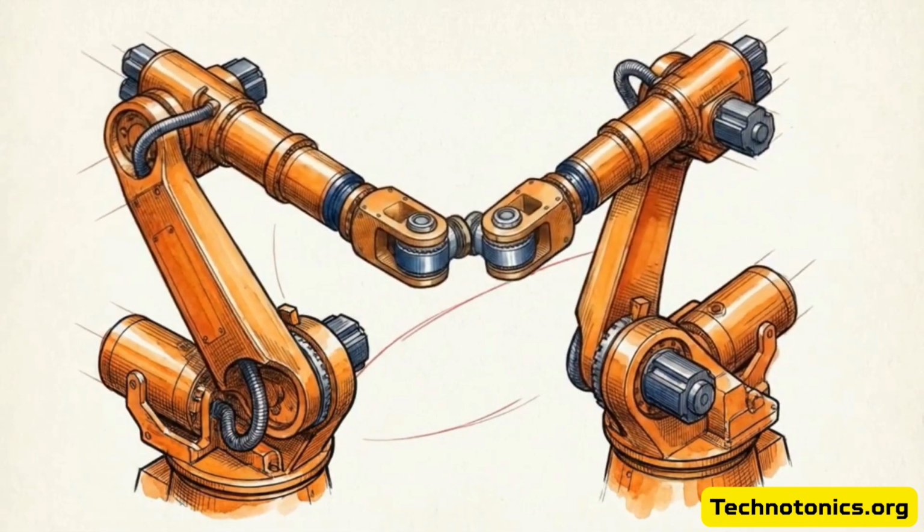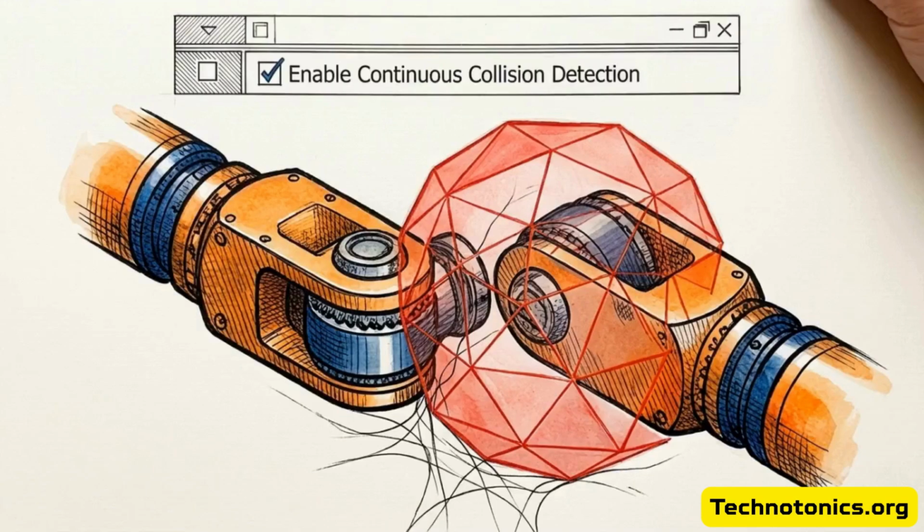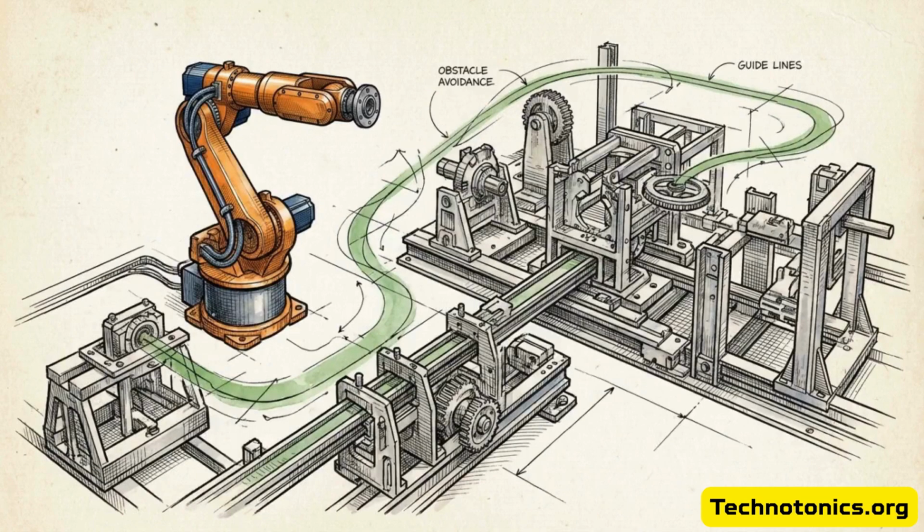Step 4 prevents this. We enable continuous collision detection to proactively flag intersection points before the program is deployed. This collision detection system works in tandem with path optimization tools. This allows us to map out safe routes around obstacles without sacrificing tight cycle times.